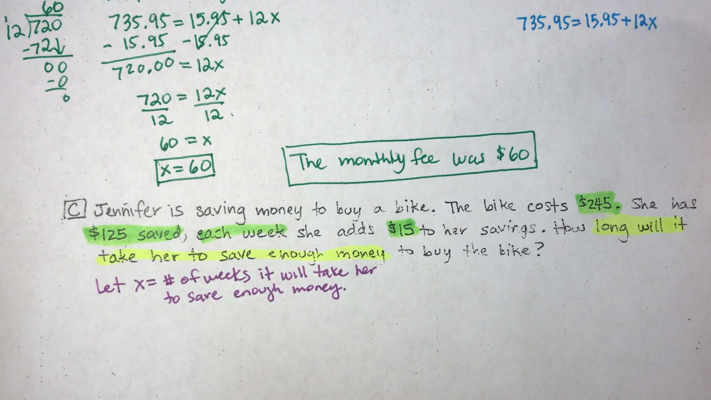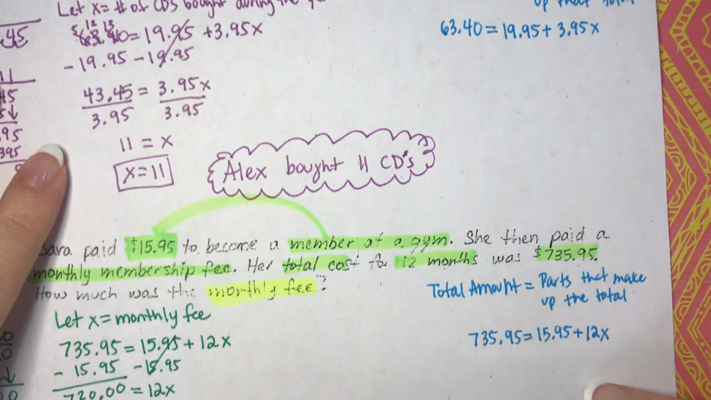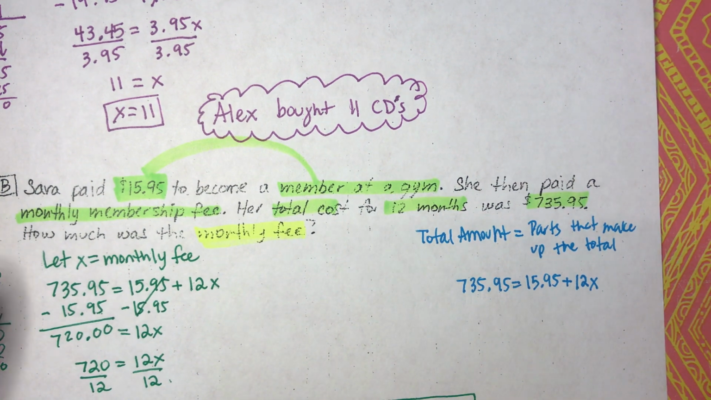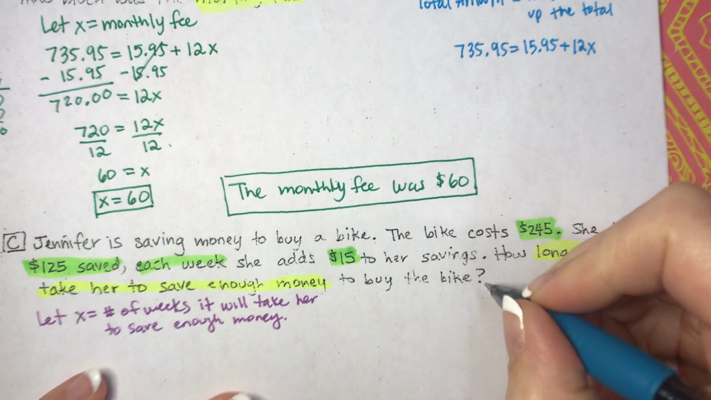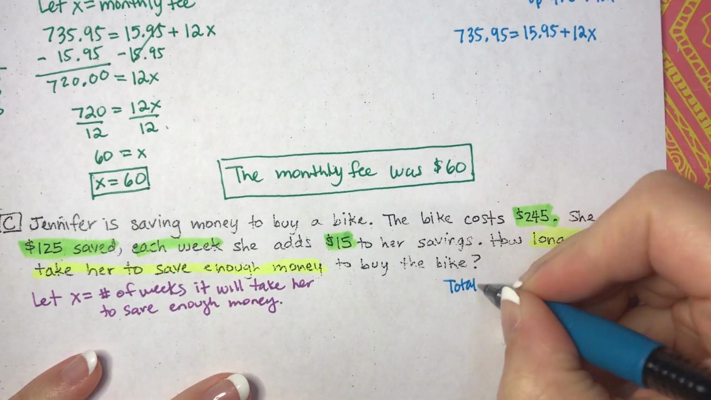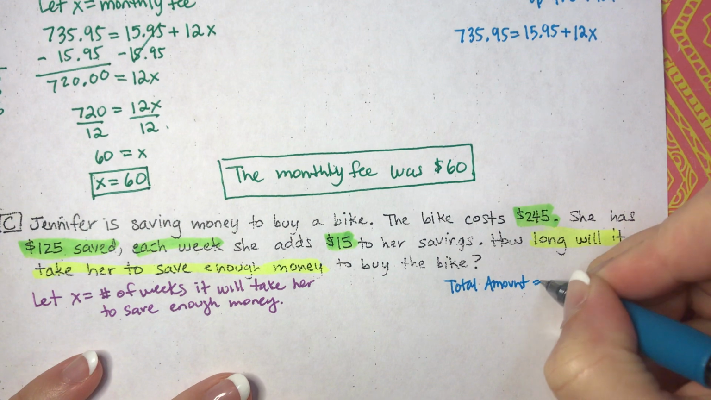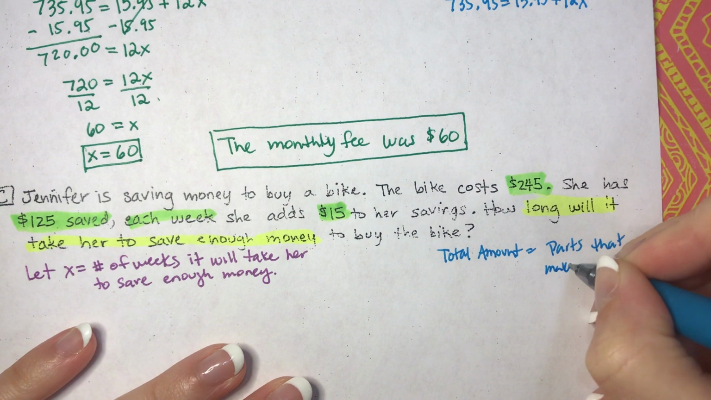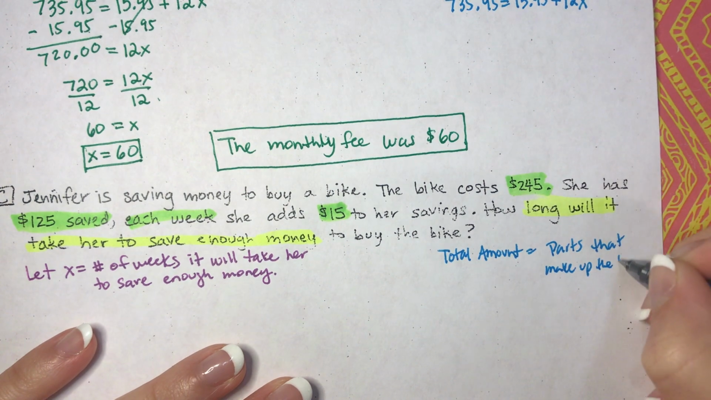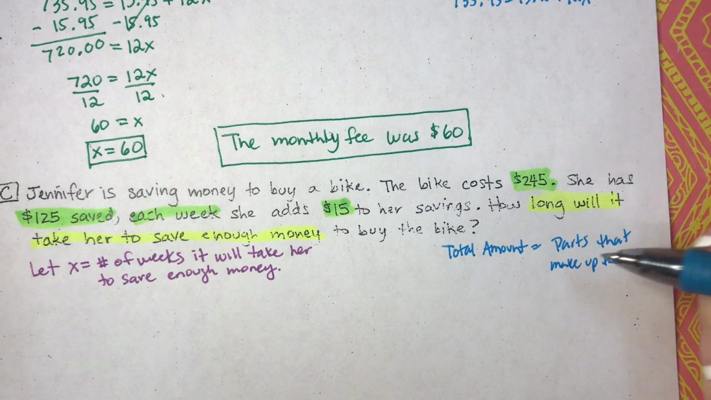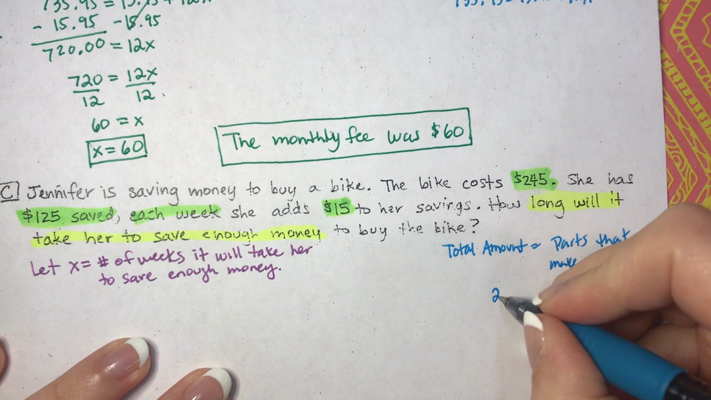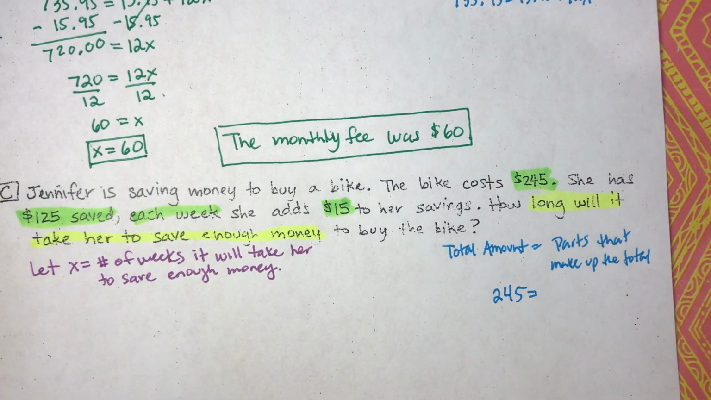What kind of problem is this? Is this a total amount equals the parts that make up the total? Do we have a total amount? Do we have parts that make up that total? Yes, we do. So this totally is a total amount equals the parts that make up the total. Okay, so what's the total amount? Well, it's the amount the bike costs. The bike costs $245. So $245 equals, what are the parts that make up that $245?